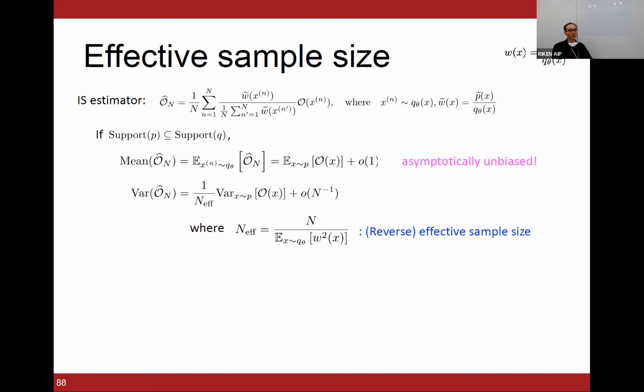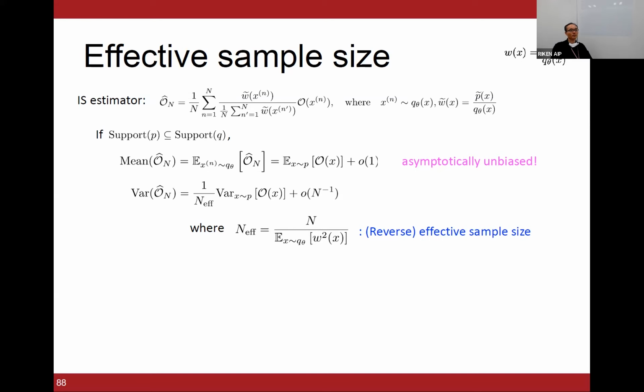And we can compute the variance of the estimator by using central limit theorem in the limit of large sample size, and this variance can be expressed as the variance of a single sample estimator divided by some factor, which is called N effective. And the N effective can be estimated by this equation, where W is the importance weight. And this is called effective sample size because, first of all, if P is equal to Q over all the input space, then this value is equal to the sample size.